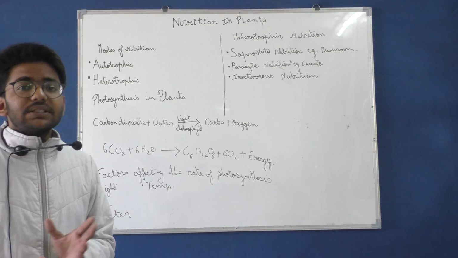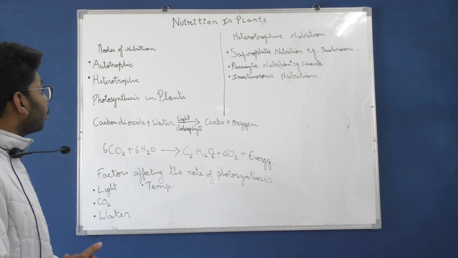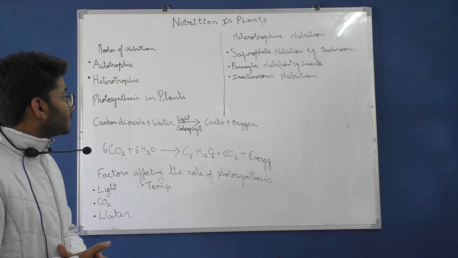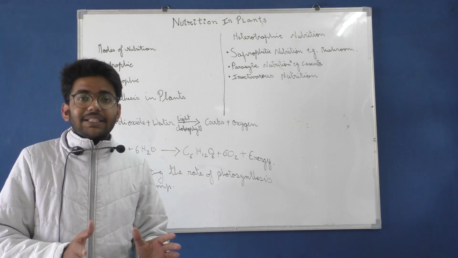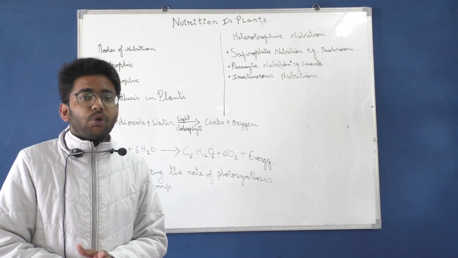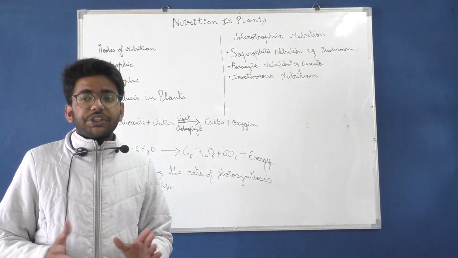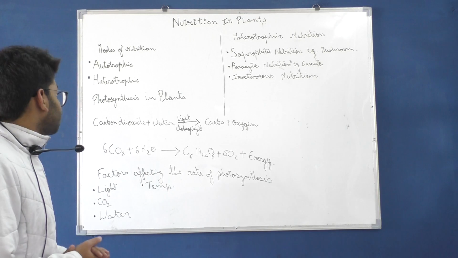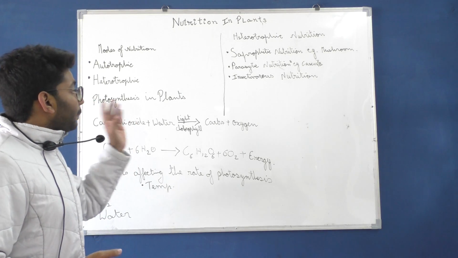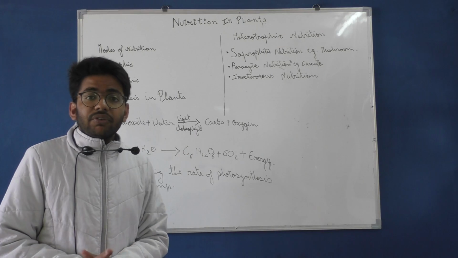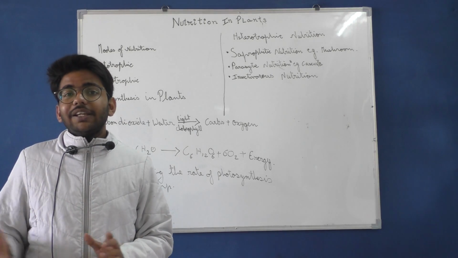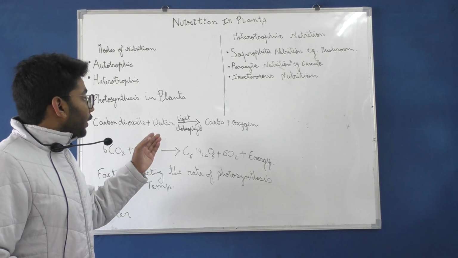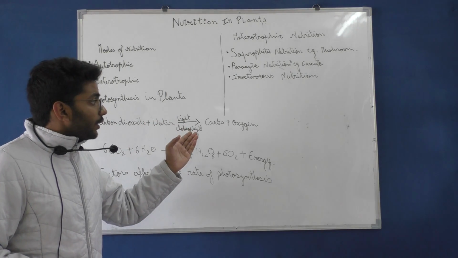Now how do they produce their own food? The process of producing their own food is known as photosynthesis. In photosynthesis, there is a plant in the presence of sunlight, with a sufficient amount of water and sufficient carbon dioxide nearby. The process takes place like this: carbon dioxide plus water in presence of light and chlorophyll. Now what is chlorophyll? It is a green pigment present in leaves of plants which helps them to produce energy. So carbon dioxide plus water in presence of light and chlorophyll gives carbohydrates plus oxygen.